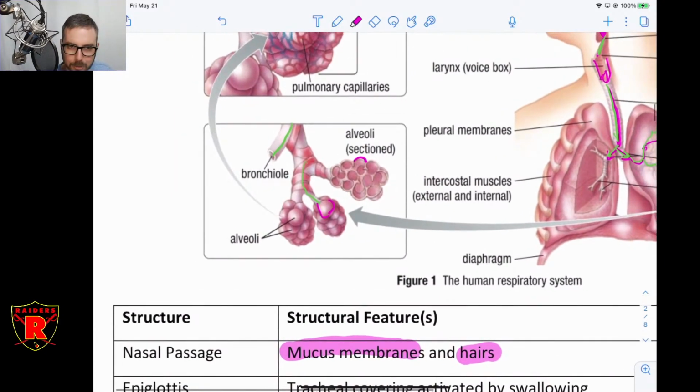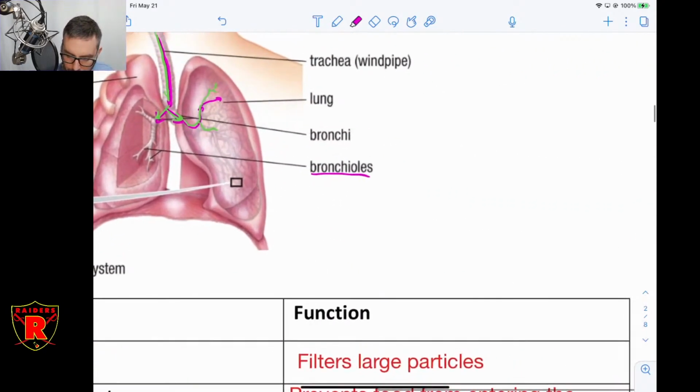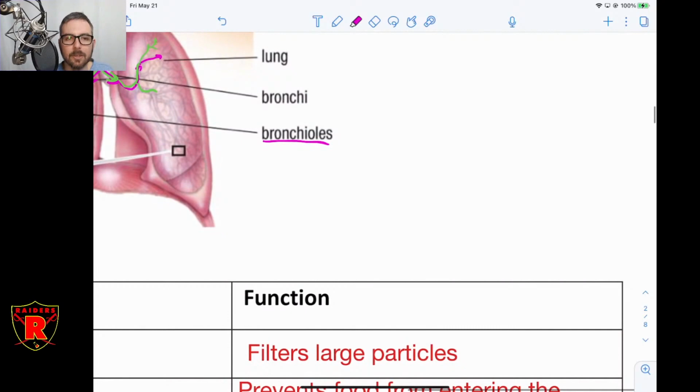So the mucous membranes moisturize the air that's coming in, and they also are filters. The mucous membranes have this sticky mucus on them, snot, and it catches particles from the air that you're breathing in, junk, stuff that you don't want to bring into your respiratory system. Same thing for the hairs. The hairs catch the big stuff.